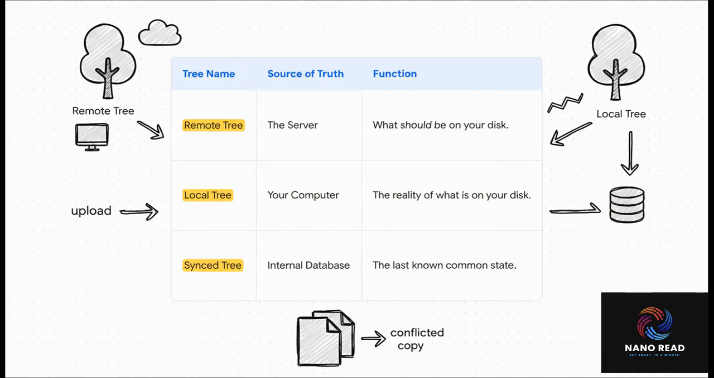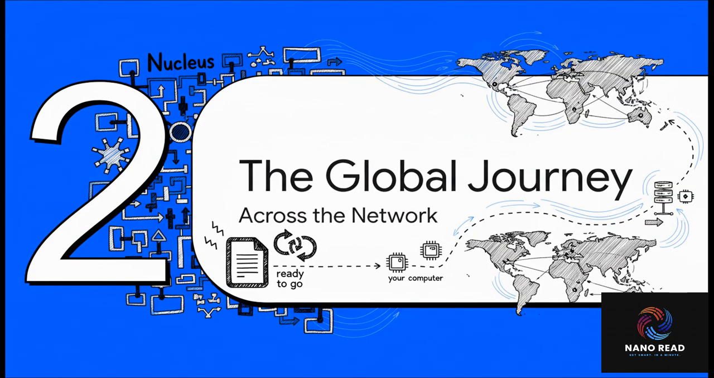By constantly comparing these three, Nucleus knows instantly and without any doubt exactly what to do. Upload your new stuff, download changes from the server, or if both have changed, it just creates a conflicted copy. No data is ever lost. It's kind of the secret sauce to perfect syncing. Okay, so Nucleus has spotted our new file, it's been chopped up, encrypted, and it is ready to roll. Now it leaves the safety of your computer and begins this incredible journey across the globe.